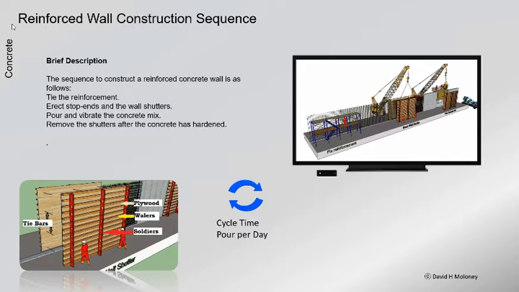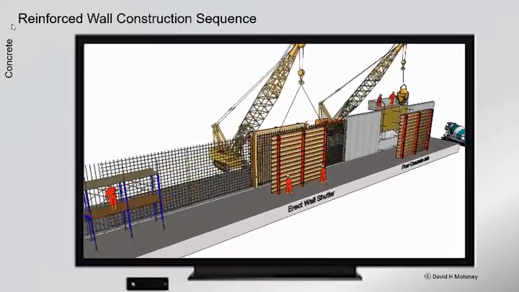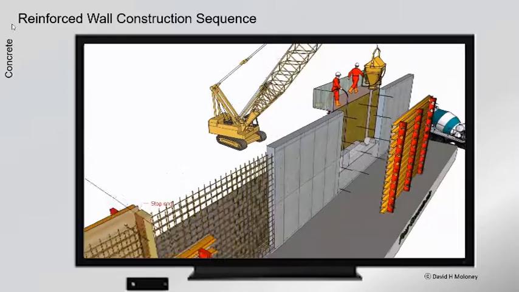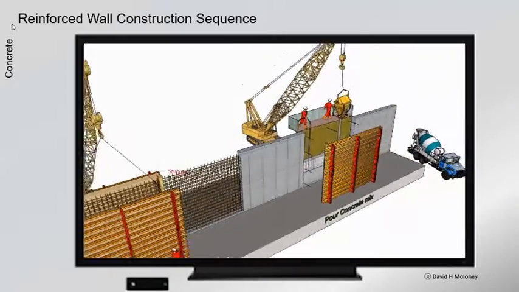Concrete wall construction. The sequence to construct a reinforced concrete wall is as follows. Tie the reinforcement. Erect stop ends and the wall shutters. Pour and vibrate the concrete mix. Remove the shutters after the concrete has hardened.